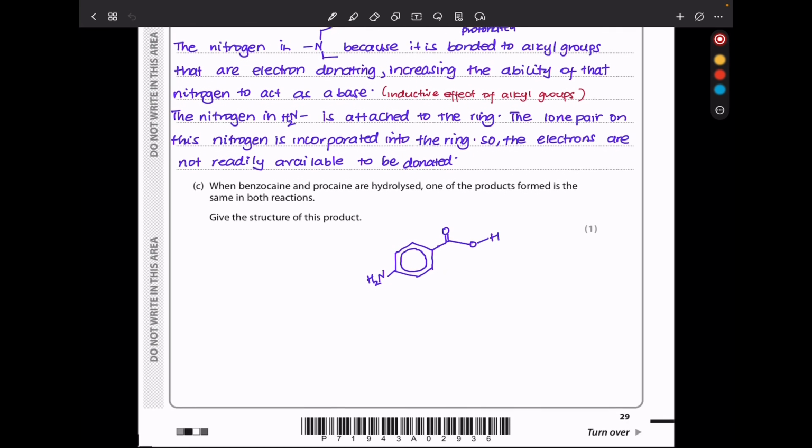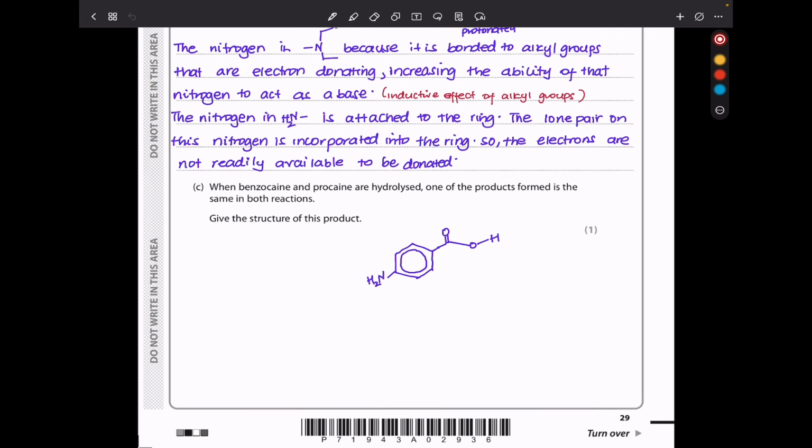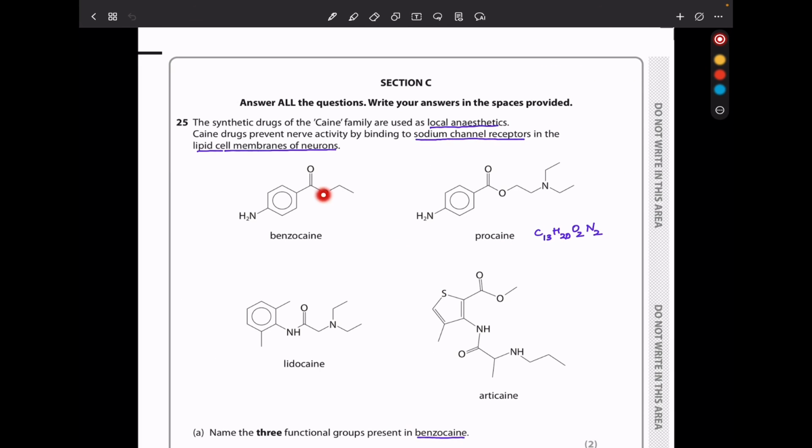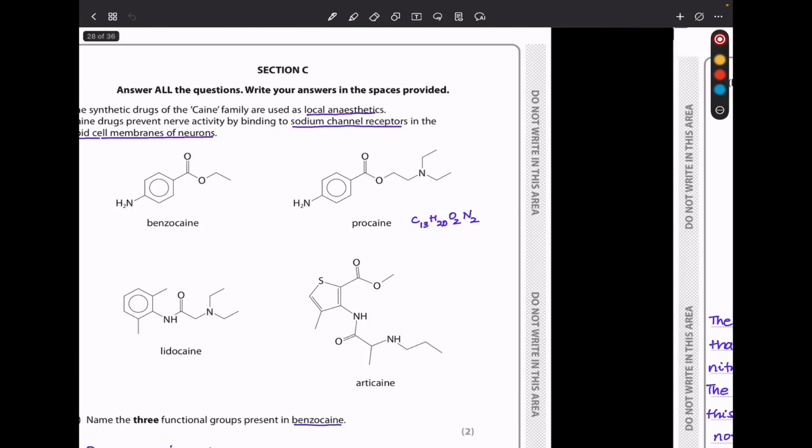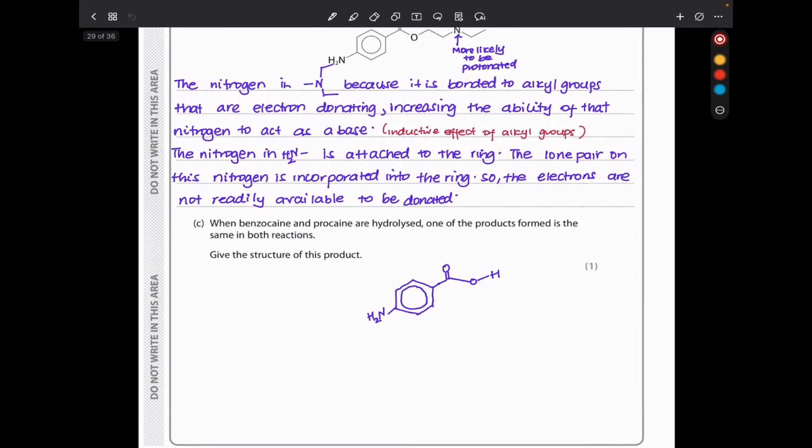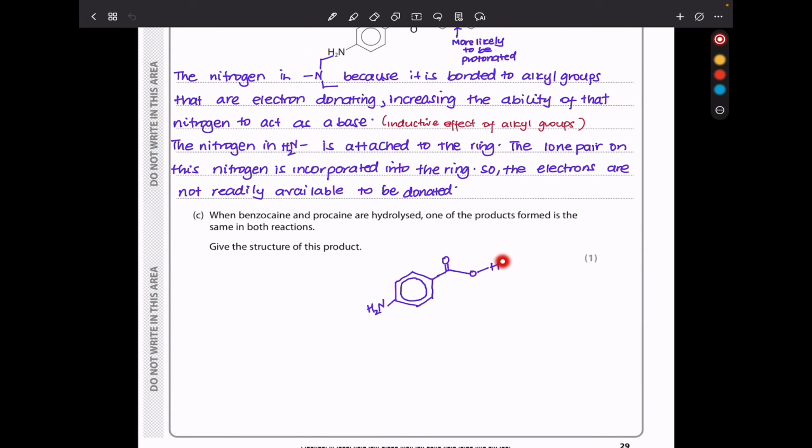donated. In part C, when benzocaine and procaine are hydrolyzed, one of the products formed is the same in both reactions. They want you to give the structure. This is going to be the structure if I take you back. Hydrolysis is going to produce a carboxylic acid and an alcohol because both of them are esters. So a carboxylic acid is going to be the answer, this carboxylic group.